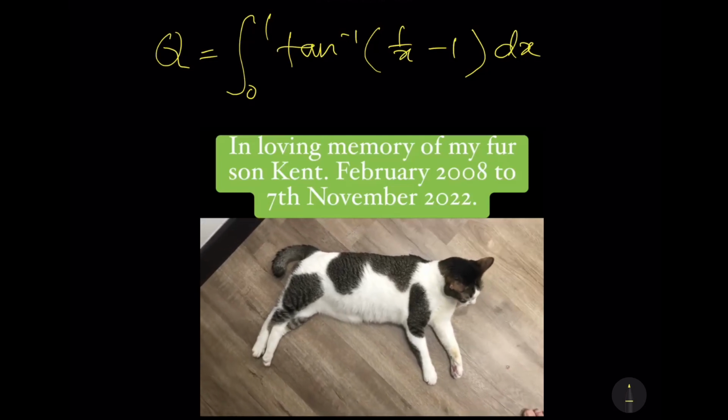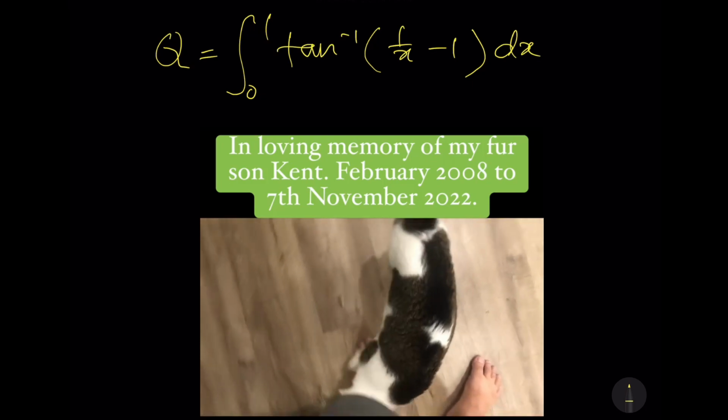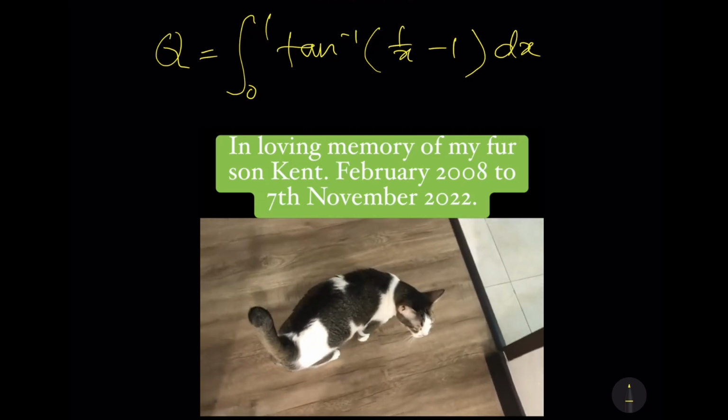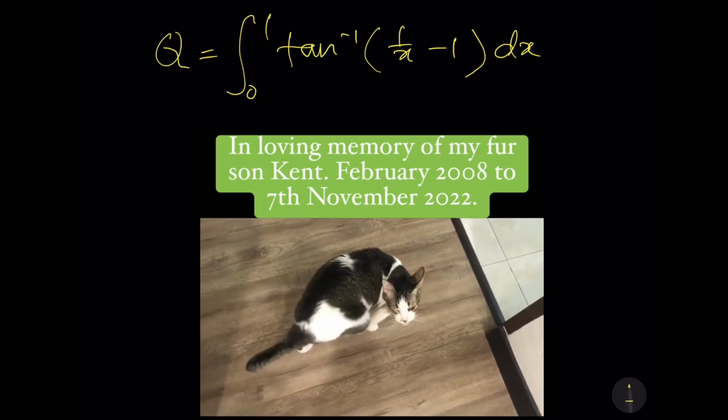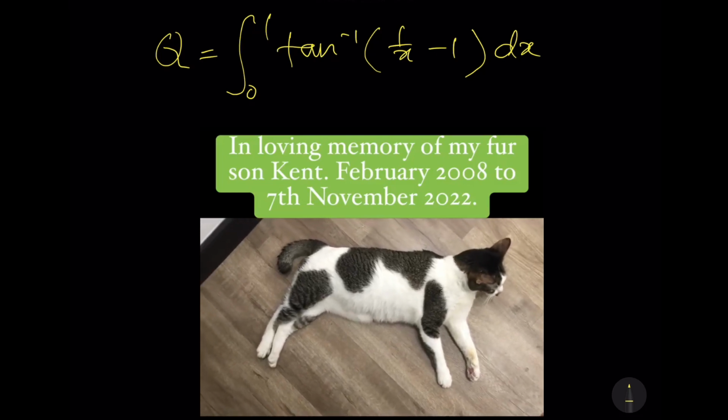Here we would like to solve the integral from 0 to 1 of inverse tangent of 1 over x minus 1 dx. The question looks simple, but it requires some effort, including substitution and integration by parts to solve it.